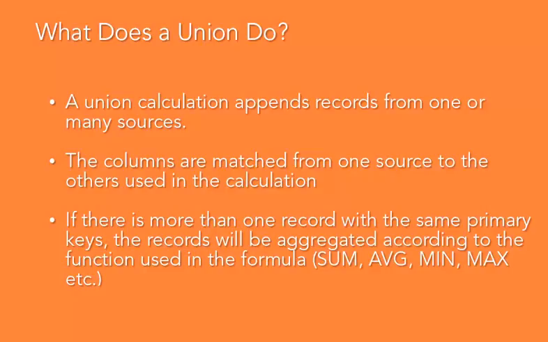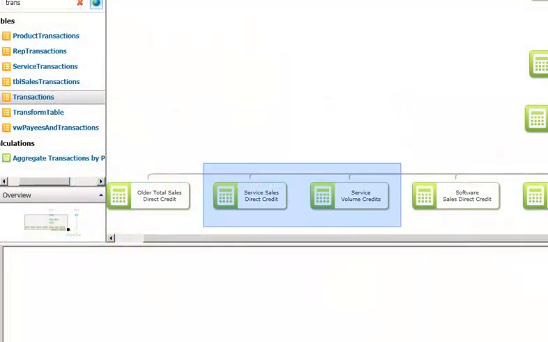If there is more than one record with the same primary keys, the records will be aggregated according to the function used in the formula like sum, average, min and max. In this example, we are going to create a union between the two service calculations: service sales direct credit and service volume credits.